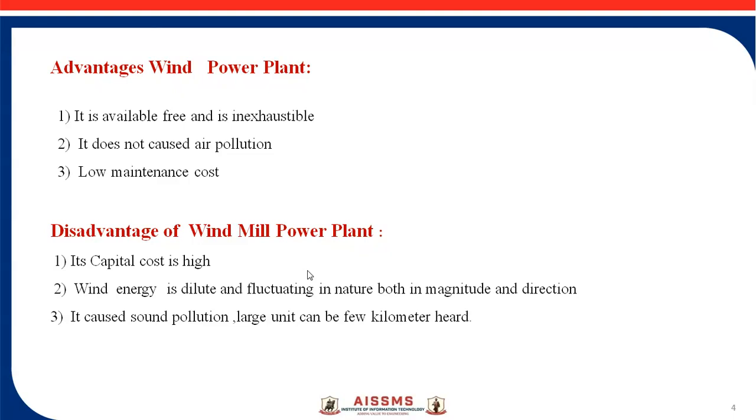But the main disadvantage is that the capital cost is very high, because the blades cost is very high, and the installation cost is also very high. That is why the capital cost is very high as compared to other power plants. Then, wind energy is diluted and fluctuating in nature, both in magnitude and direction. That is why wind energy is not available easily, or it is available but diluted and fluctuating.